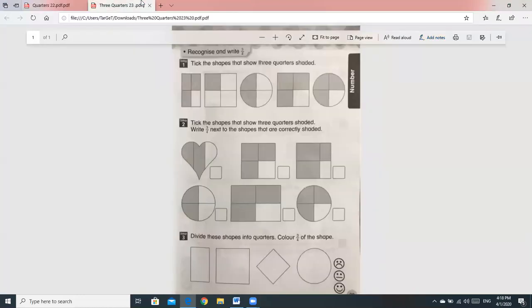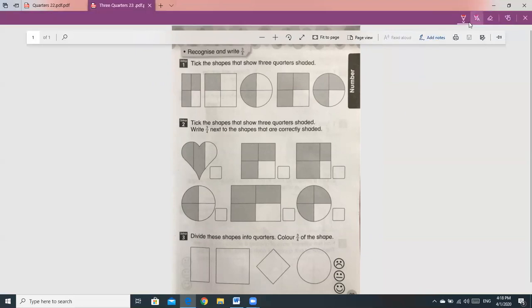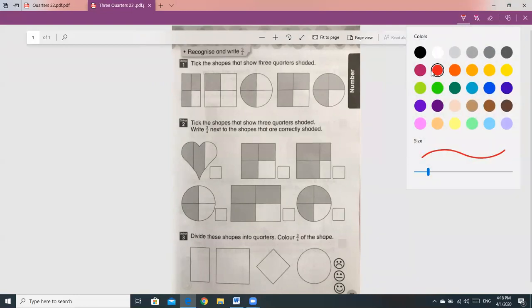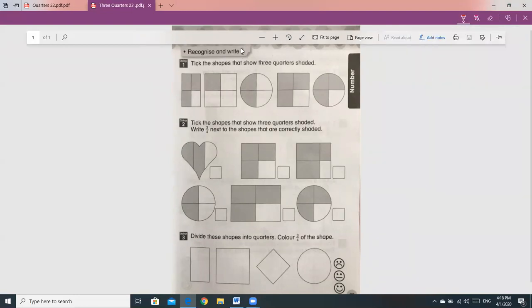Here, it says tick the shape that shows three quarters shaded. We say three quarters means what? Three parts from the four. Again, three quarters means what? Three parts from the four. I take three parts from the four. So three quarters means three parts from four.